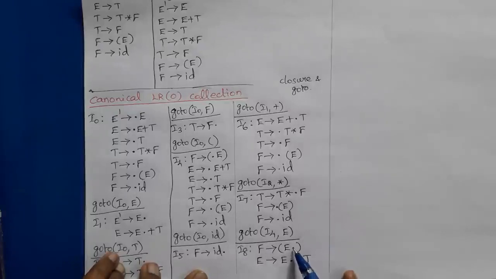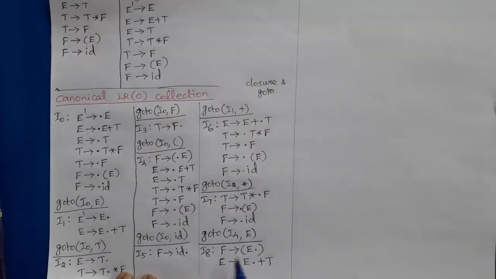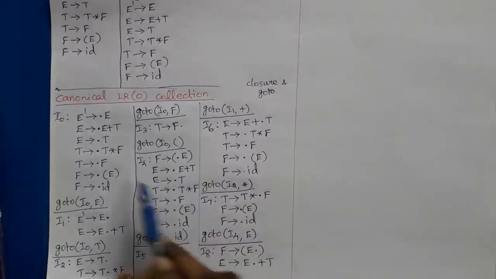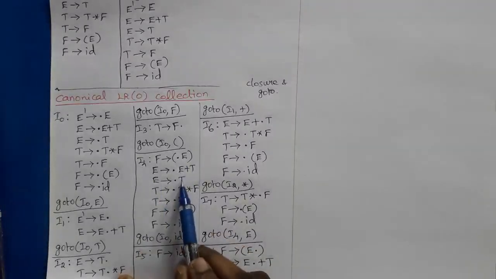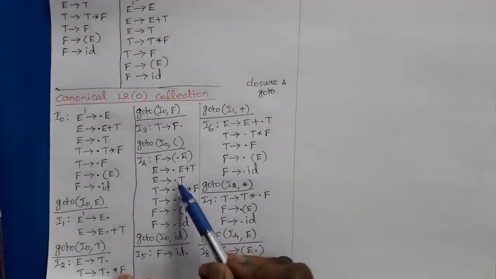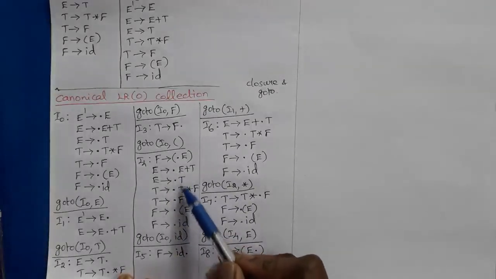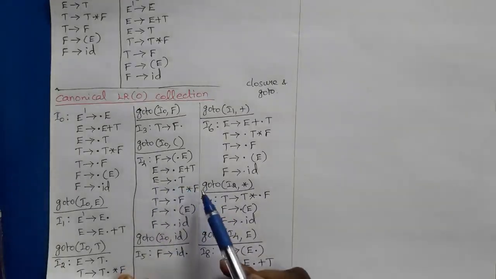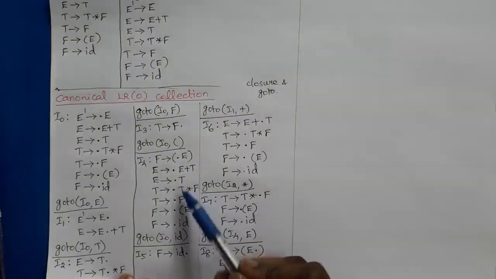So now check dot followed by the non-terminal or not. Here dot is not followed by the non-terminal, only terminals. So leave it. So in I4 we have shifted E. Now consider in I4 the next grammar symbol is T. So dot followed by T in two cases. So if you perform go to operation, we will get E tends to T dot and T tends to T dot star F.